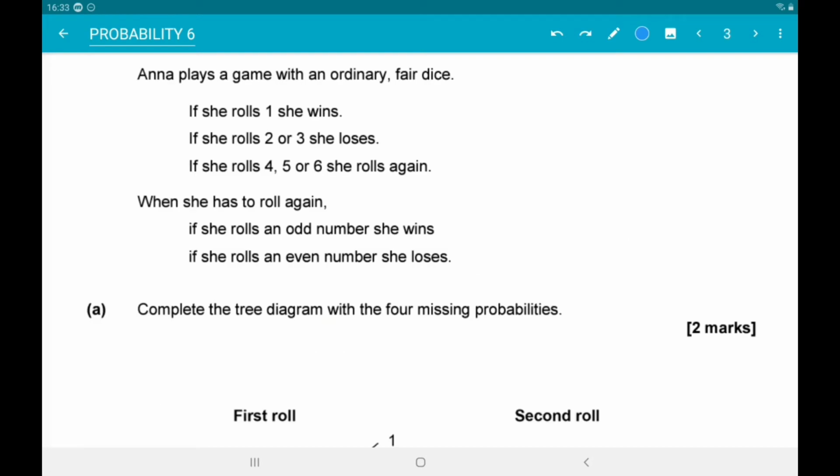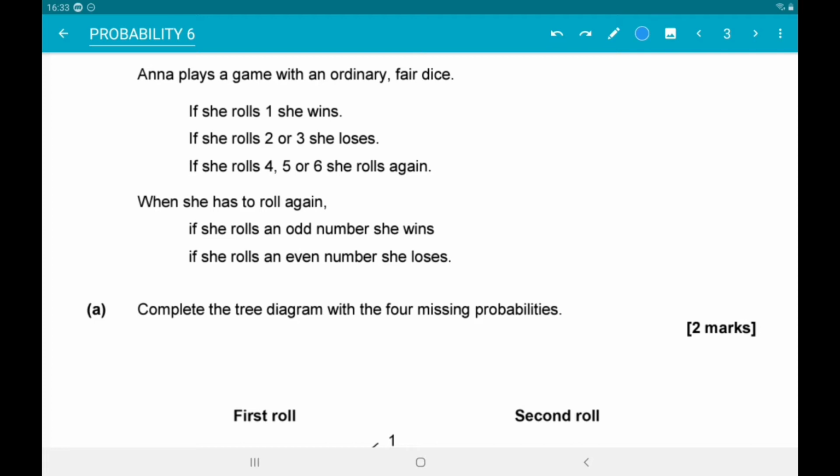Number 2. Anna plays a game with an ordinary fair dice. If she rolls a 1, she wins. 2 or 3, she loses. 4, 5 or 6, she rolls again. When she rolls again, if she gets odd, she wins. Even, she loses. Part A.